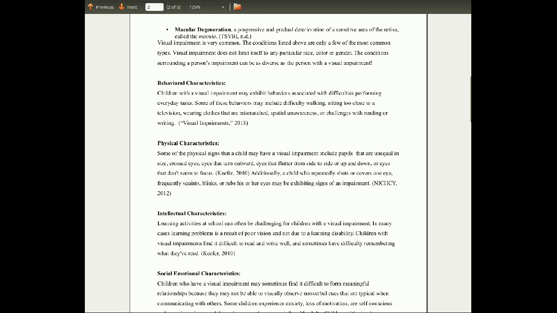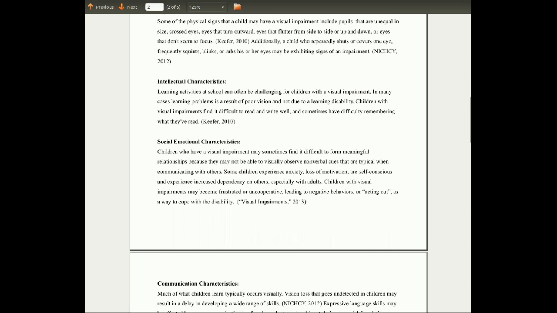Physical characteristics would include pupils that may be unequal in size, crossed eyes or eyes that turn outward, maybe eyes that flutter from side to side or up and down, eyes that don't seem to focus. Also, a child who repeatedly shuts or covers one eye, or maybe squints, blinks, or even a lot of eye rubbing, they may be exhibiting some sort of sign of an impairment. So those would be some physical characteristics that you might notice in children with an impairment that's gone undiagnosed.